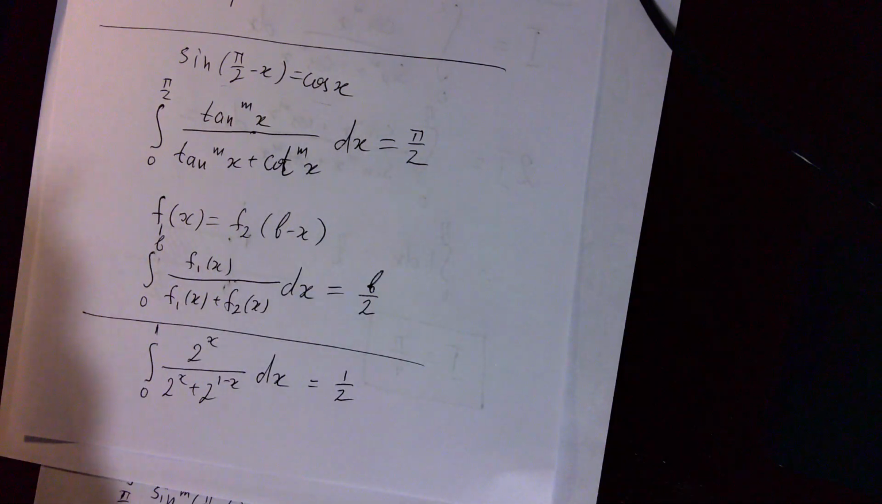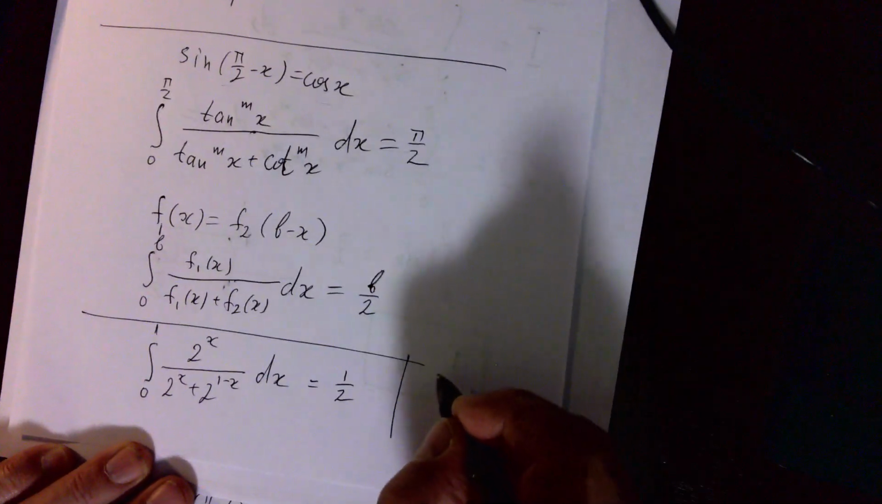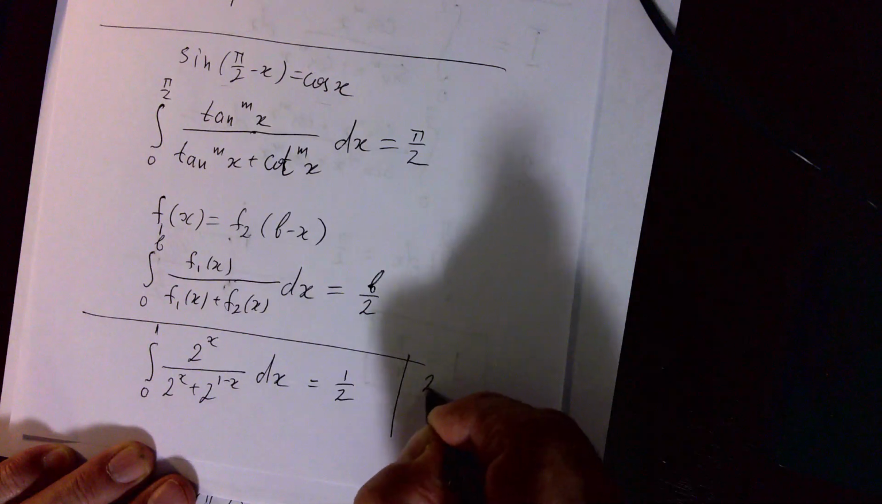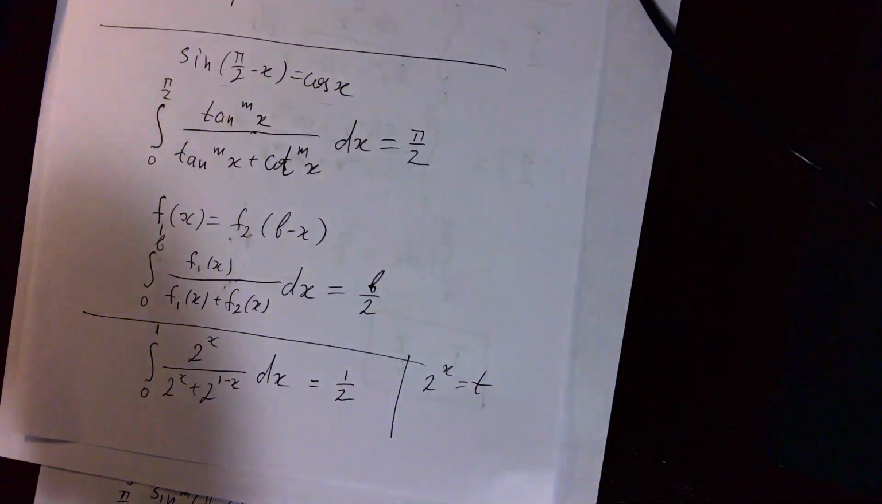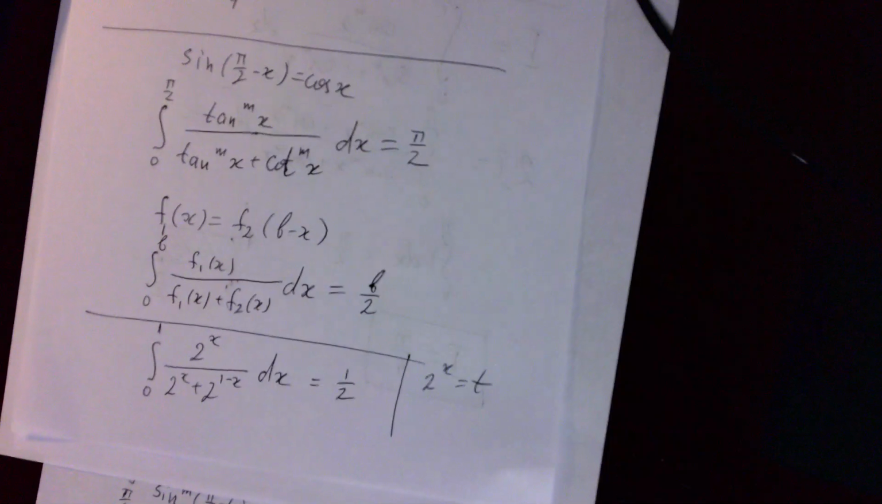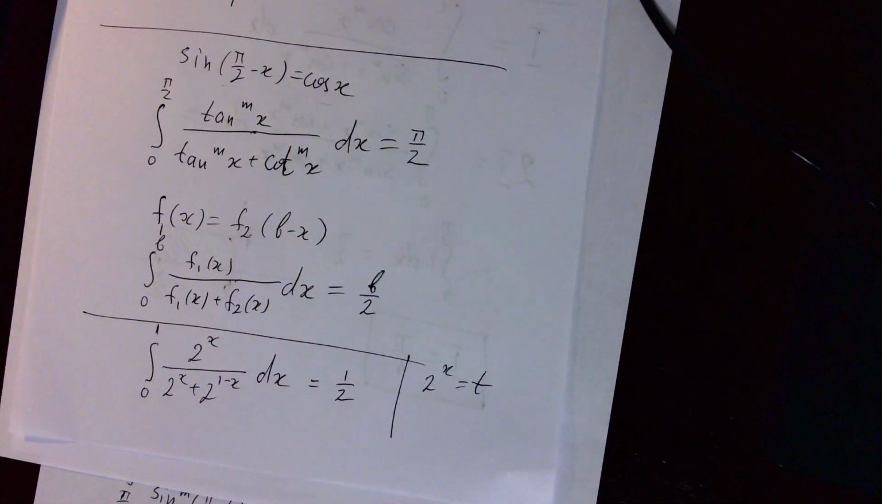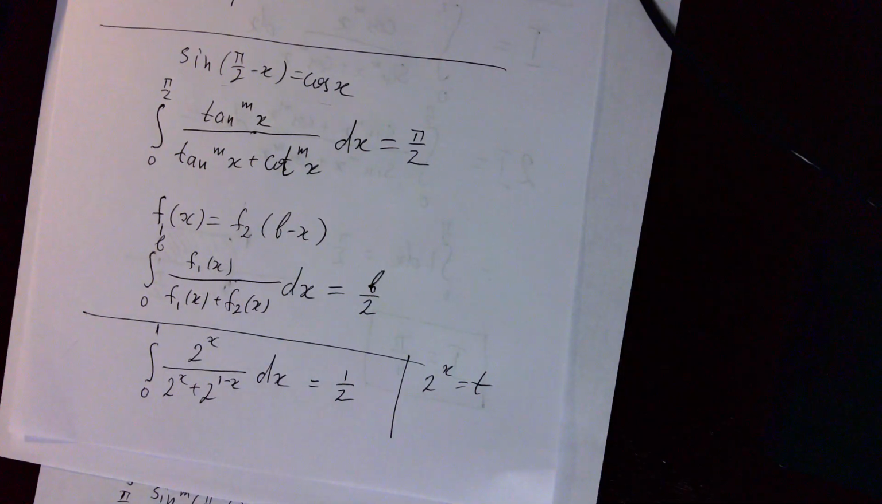You can try to do it the usual way. The usual way is writing 2 to the power x equals t, and representing this integral as a rational integral. You will have the same result, but here, using this property, it becomes very easy.